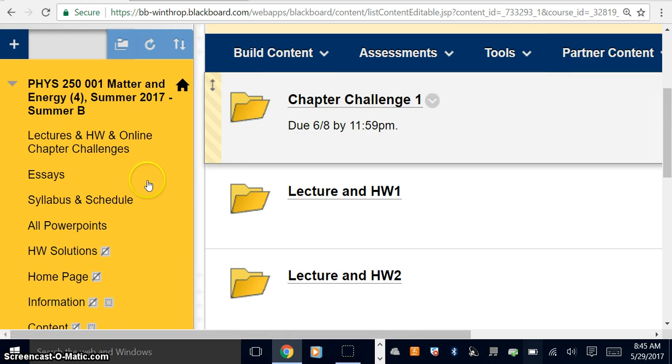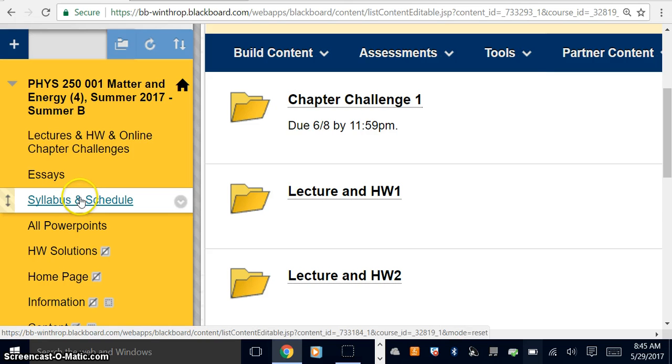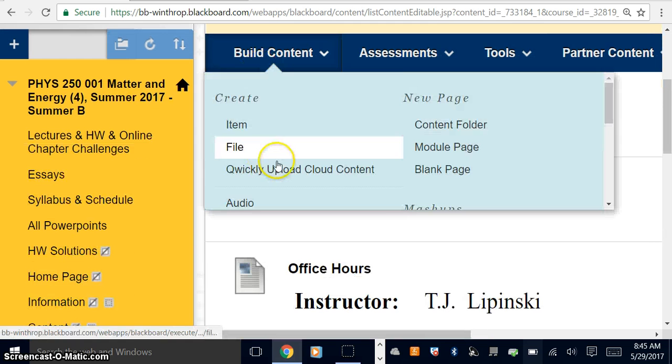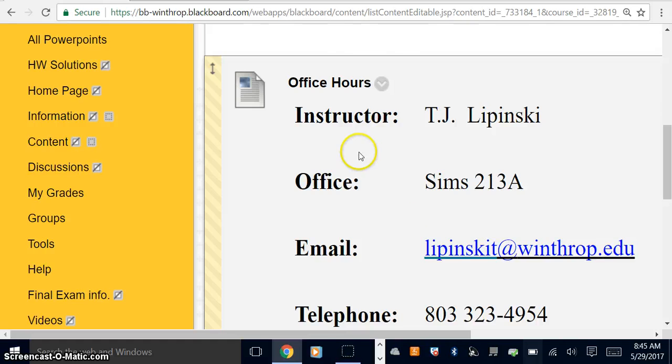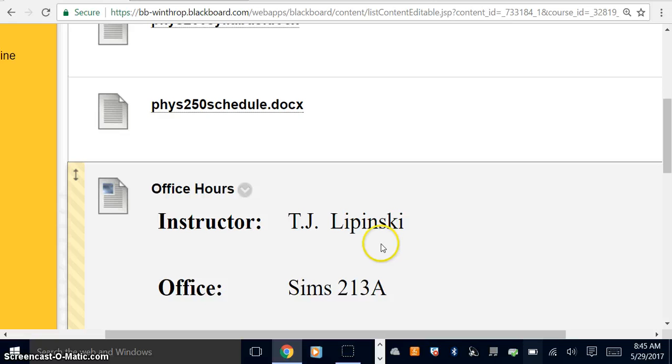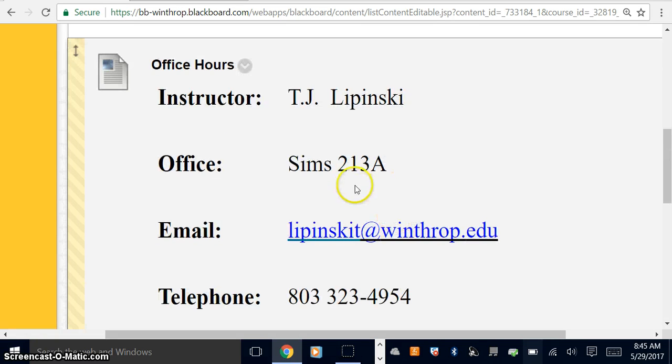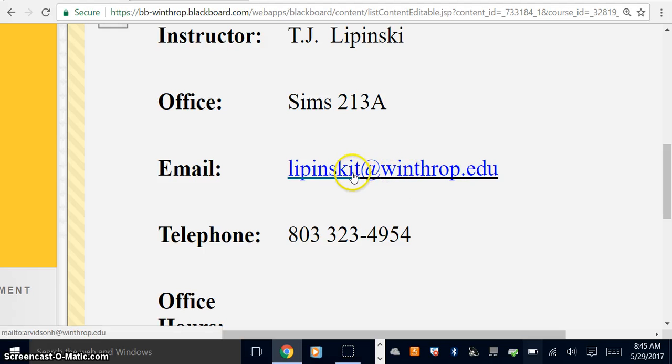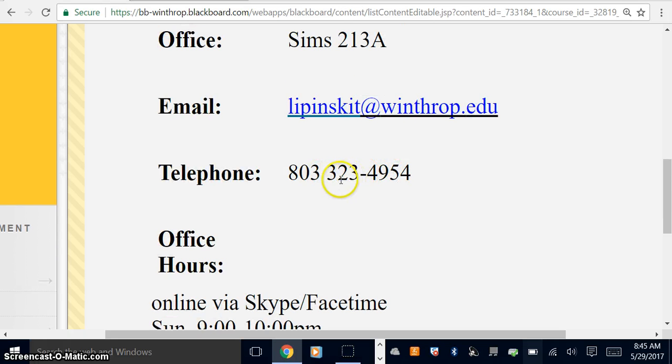All right, let's take a look over here at what's called the content area. We'll take a look at the syllabus, and here we go. In the content area, you can see there's me, TJ Lipinski. There's my physical office in Sims. This is probably how you're going to contact me most. Communicate with me through email. There's my email address. This phone number is for my office.